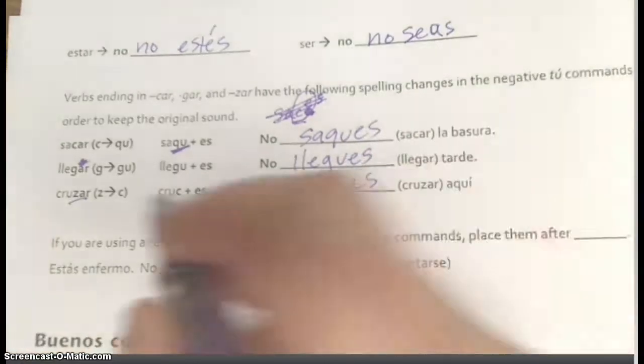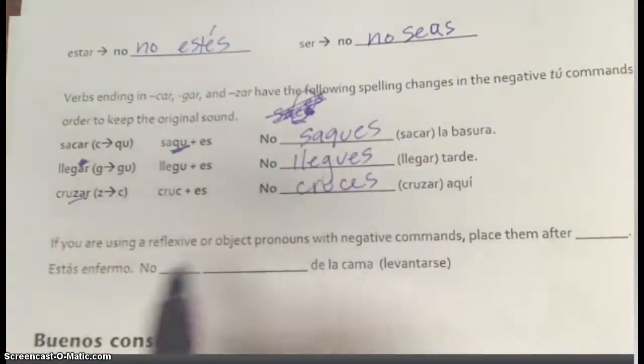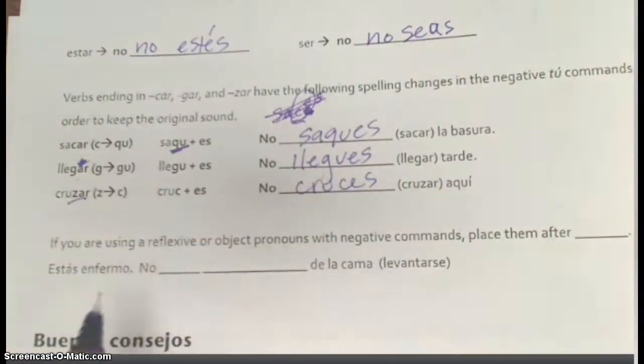All right, cruces, cruzar is to cross. If you're using reflexive or object pronouns with negative commands, place them after no.